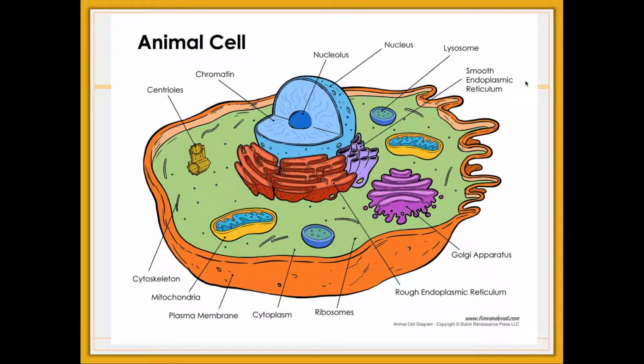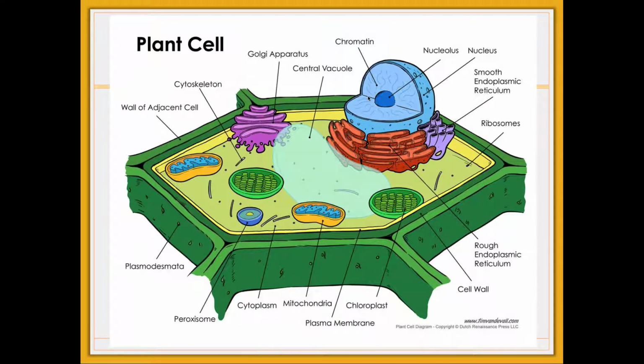So the first organelle that we're going to look at is the nucleus. And the nucleus is found both within animal and plant cells. It is this organelle right here, and it contains the nucleus, the nucleolus, and the nuclear membrane. And again, in plant cells.